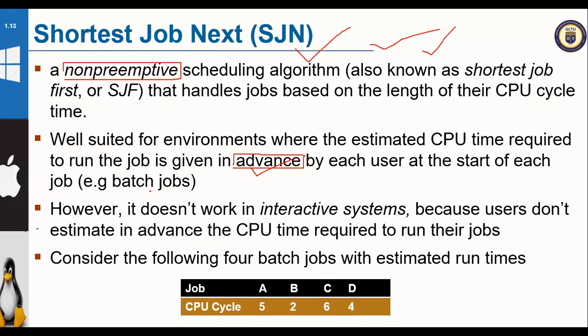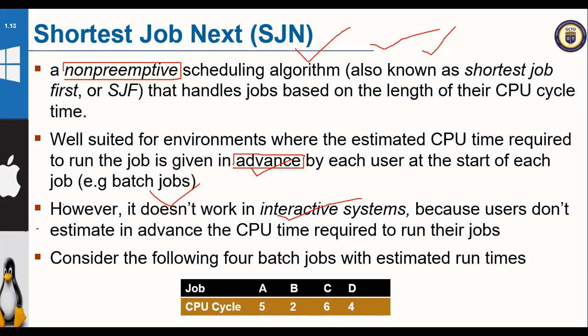Okay, this is also applicable to the batch jobs, because before we give a batch to the CPU to execute, we have arranged all of them and we know how much time each one is going to take. It does not work in an interactive system, all right, because response time is minimal. This is because users don't estimate in advance the CPU time that is required to run their jobs.